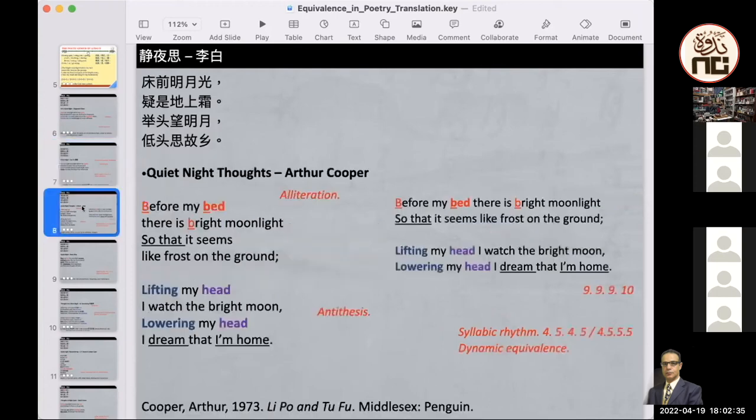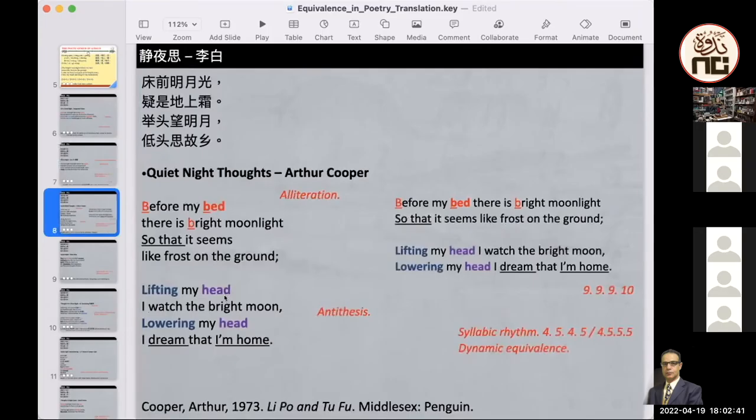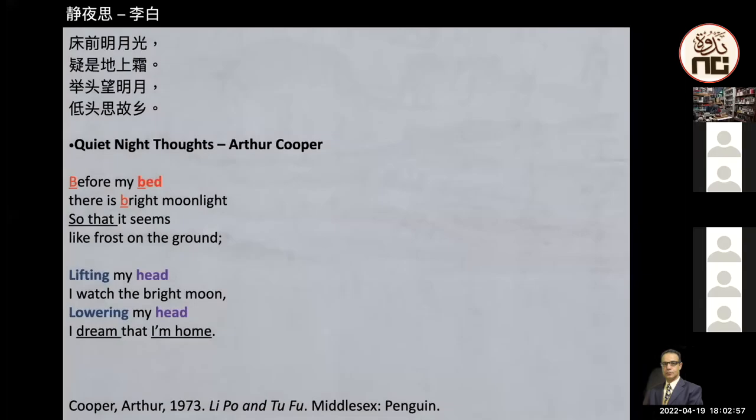Let's move to another version. This one is translated by Arthur Cooper, an American translator. The Chinese poem has 4 lines. Let's count the English: 8 lines. Let me show it to you one by one. He translated the first 2 lines into 4 and the second 2 lines into another 4. He thought that this would be better for his English reader.